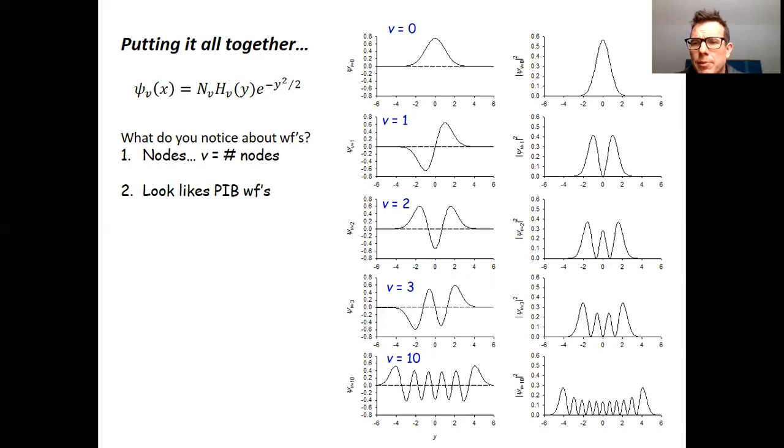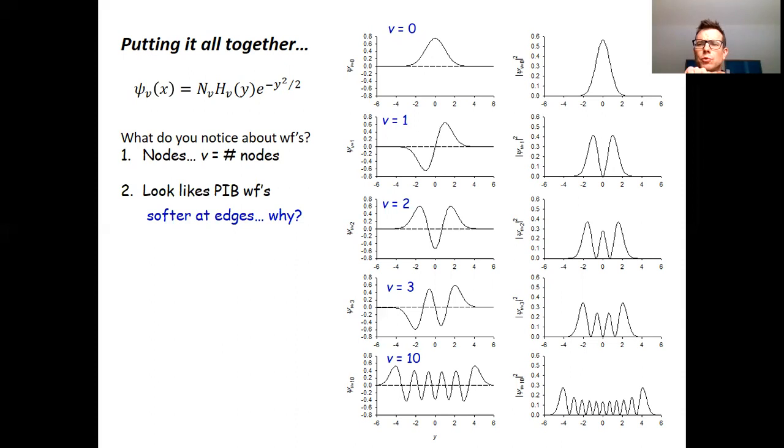The second thing you might notice is that they look a lot like the particle in a box wave functions. The lowest energy particle in a box wave function was a sine curve. The second one was one whole sine revolution. The third one was 3 sine revolutions. So these look a lot like the particle in a box wave functions, with one notable difference, which is at the edges of the box.